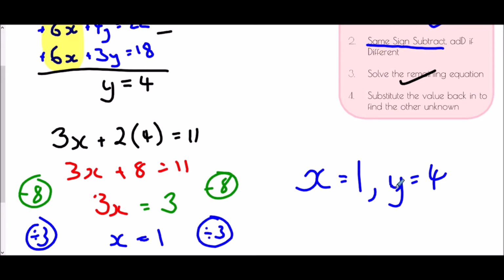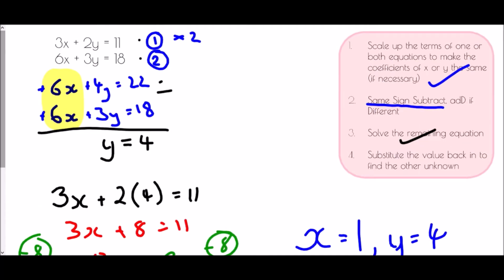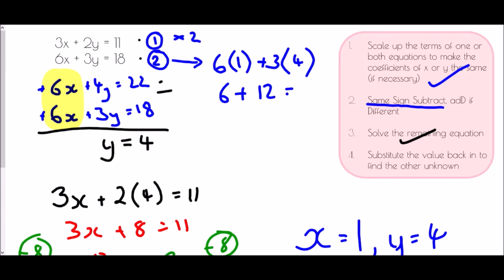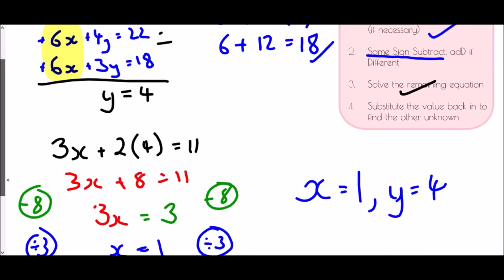But as always, we do just want to check that that definitely works. So let's pop it into the second equation. 6 lots of 1 plus 3 lots of 4. Well, 6 lots of 1 is 6. 3 lots of 4 is 12. Add them together, we get 18. And that is exactly what we wanted. So there's our proof. We've got the right answer.